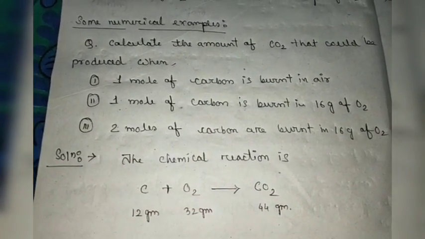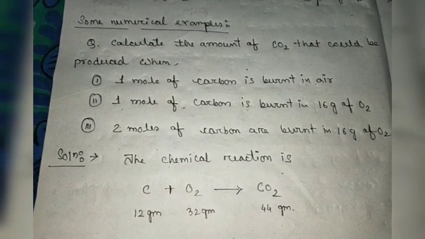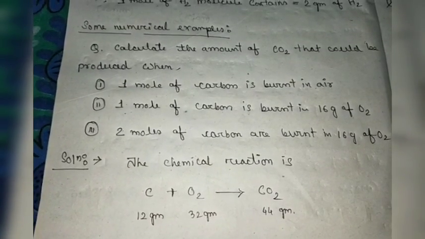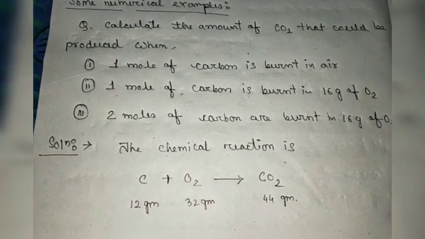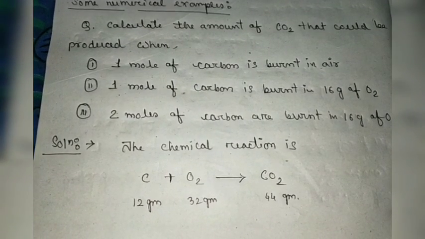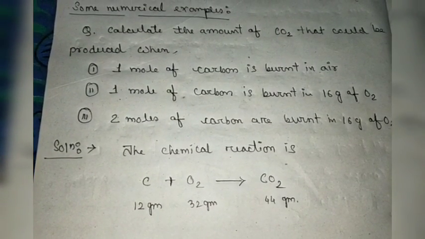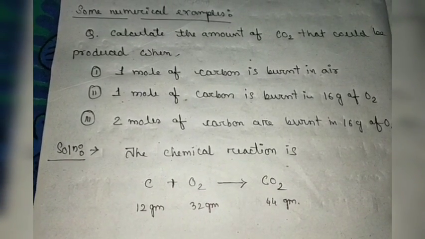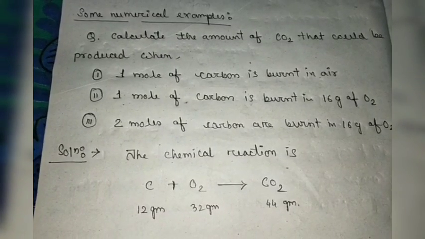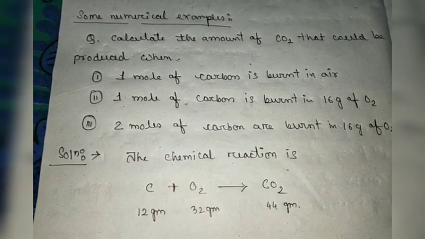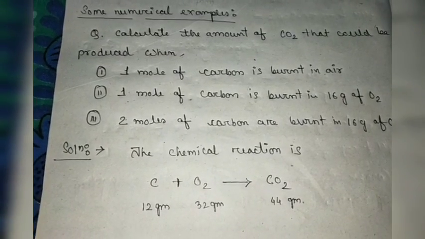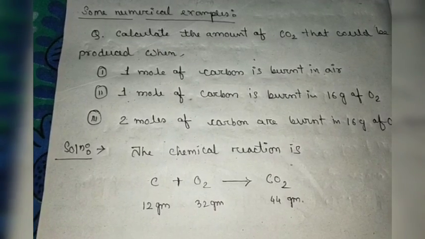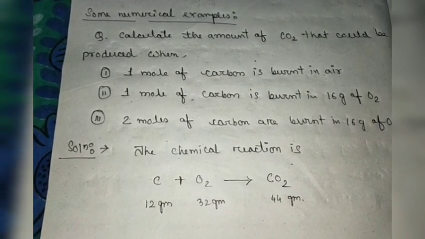For the first one, the chemical reaction is that when carbon is burnt with oxygen, carbon dioxide is produced. So carbon plus oxygen gives carbon dioxide. This is not 1 atom, this is 1 mole of carbon. 1 mole of carbon reacts with 1 mole of oxygen to produce 1 mole of carbon dioxide. That means 1 mole of carbon means 12 gram of carbon, the atomic mass of carbon.